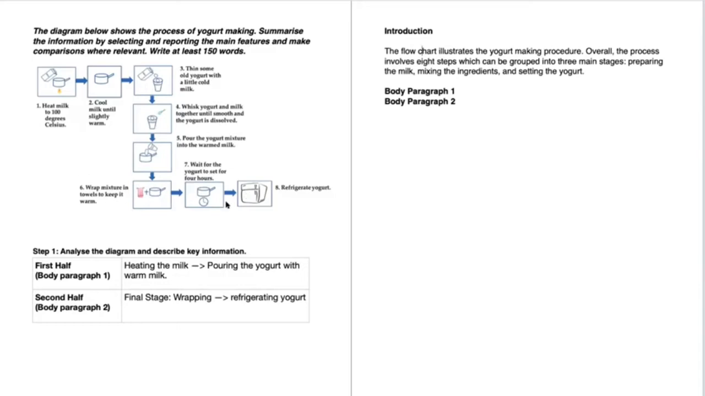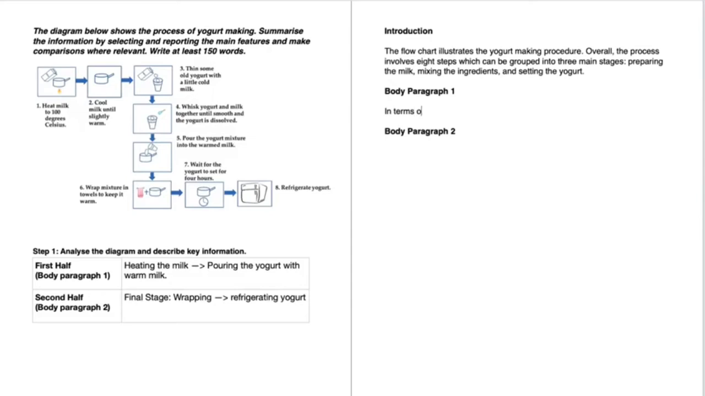In my body paragraph 1, I'm going to include the first 2 stages, and then body paragraph 2 is going to be wrapping up and setting the yogurt. This is what I mean by really making sure that you're analyzing the diagram and not just splitting 4 and 4 of these 8 steps into body paragraph 1 and body paragraph 2. Always make sure there's some logic behind it. Okay, now let's go into body paragraph 1.